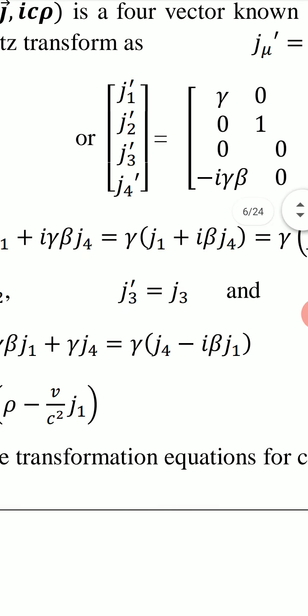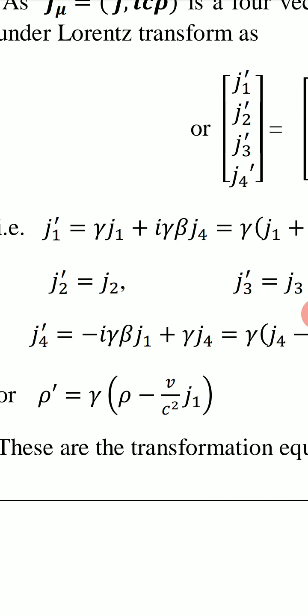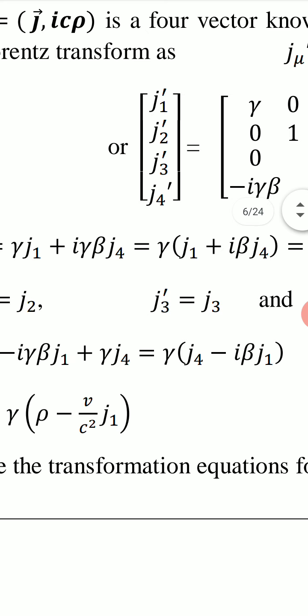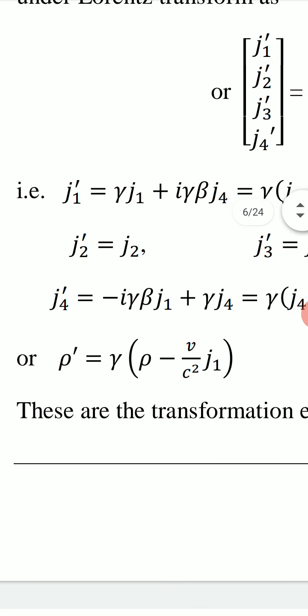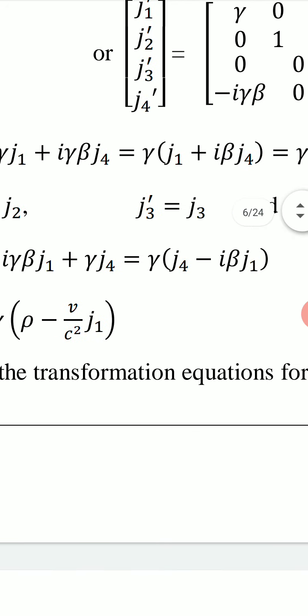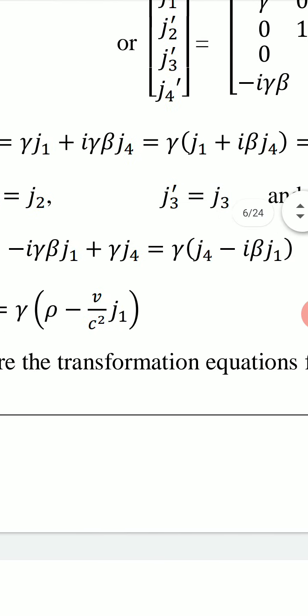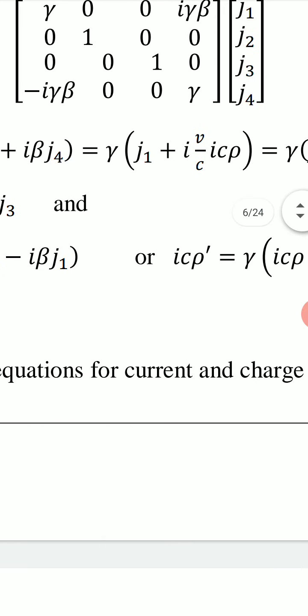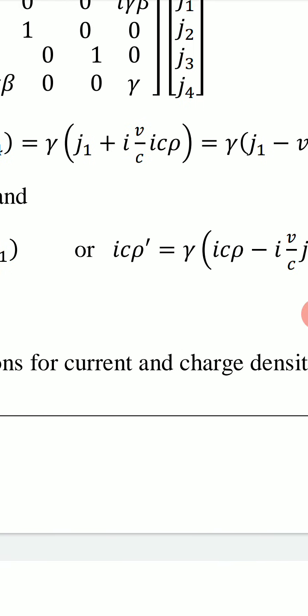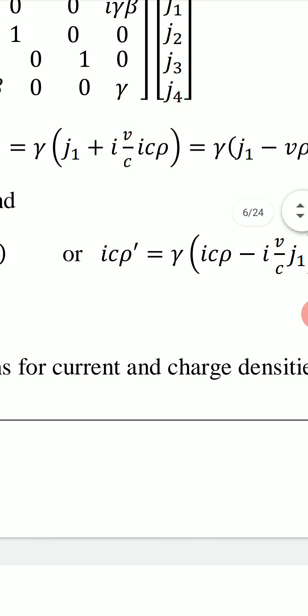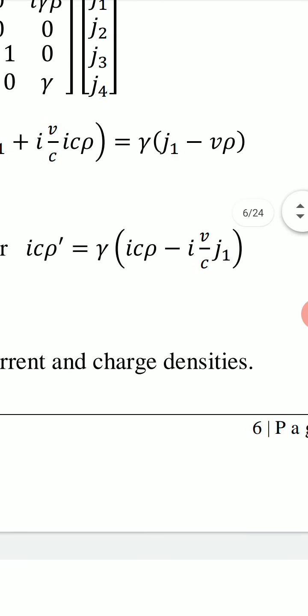Similarly, other equations are J2' equal to J2, J3' equal to J3 and J4' equal to minus iγβJ1 plus γJ4. Gamma is common, so J4' equals γ(J4 minus iβJ1). Now J4' is equal to icρ' and J4 is equal to icρ. Substituting these values, this equation reduces to this equation.